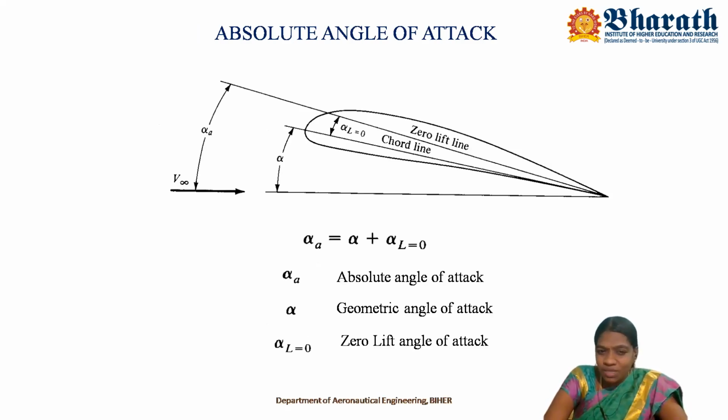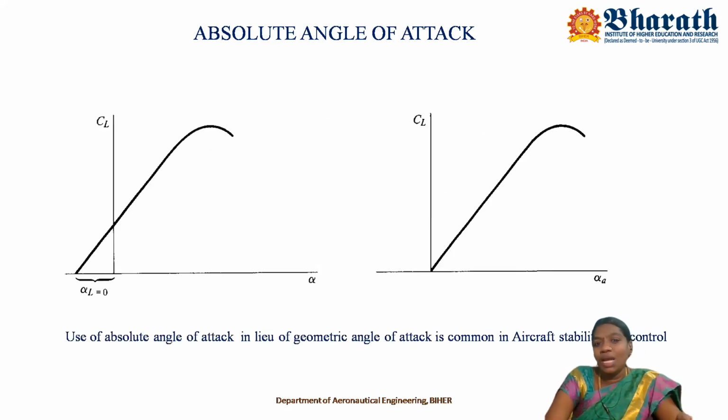Alpha is the geometric angle of attack. Alpha L naught is the zero lift angle of attack. And alpha A is nothing but the absolute angle of attack. So the absolute angle of attack is the summation of the geometric angle of attack and the zero lift angle of attack. But why absolute angle of attack?